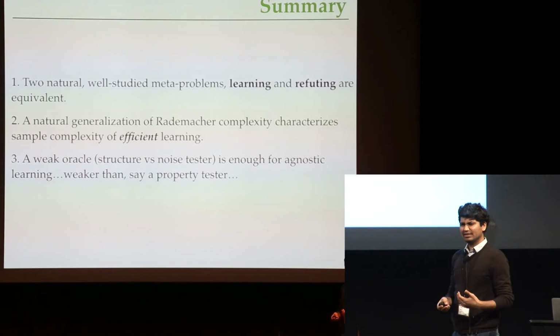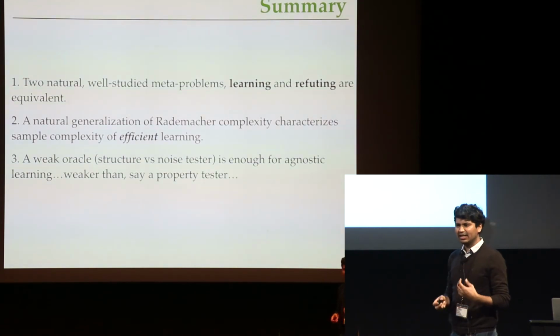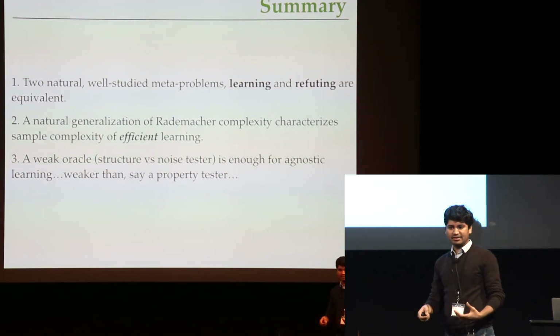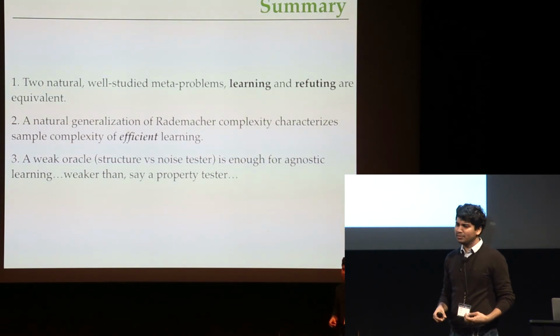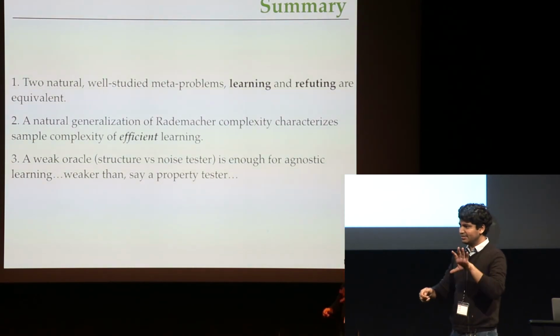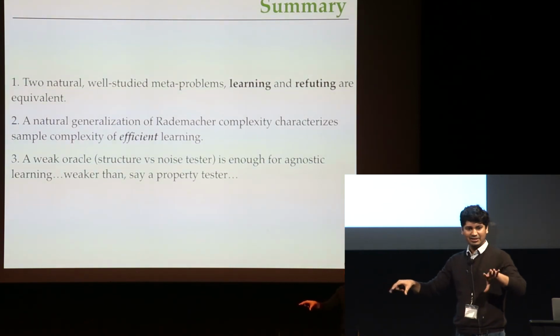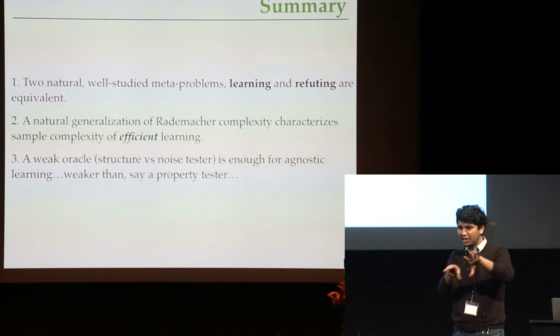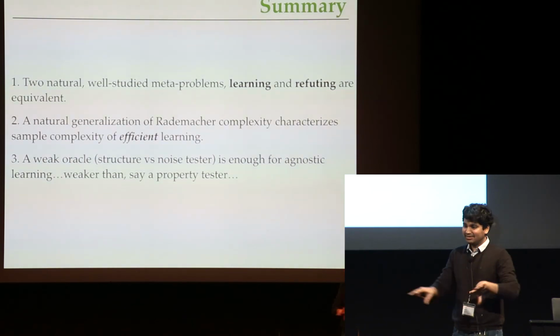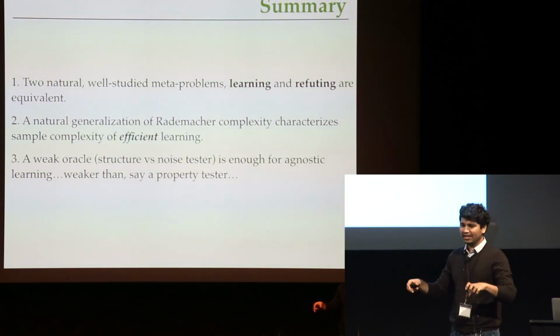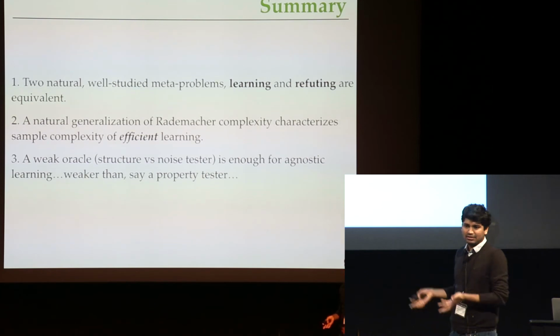And the one thing that a priori could be surprising is that a very weak kind of oracle access to the function class you're trying to learn turns out to be enough to agnostically learn it. Just this tester of structure versus noise, distinguishing between completely random labels and somewhat correlated right-hand sides. This distinguishing algorithm turns out to be enough to do learning. At first it appeared somewhat surprising to me, but it happens to be true.